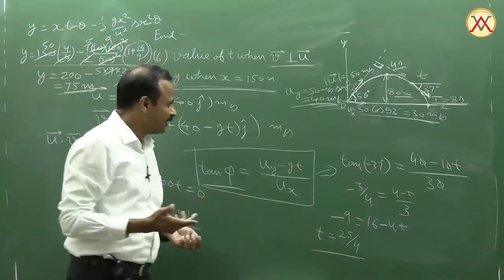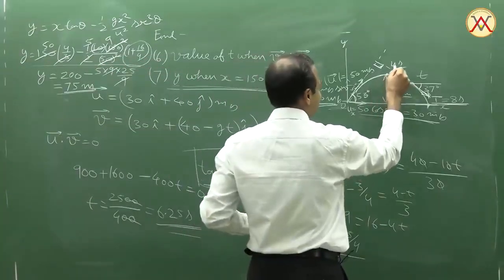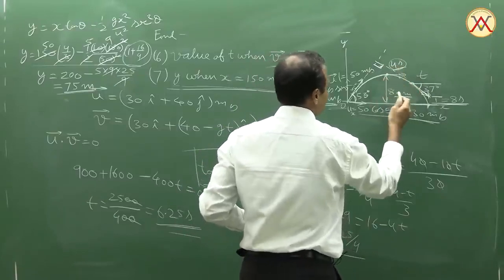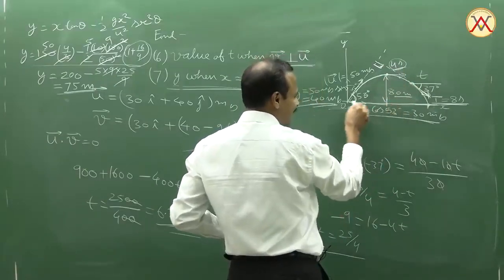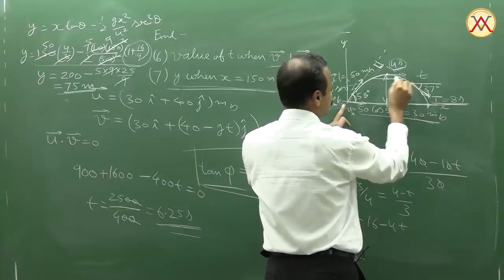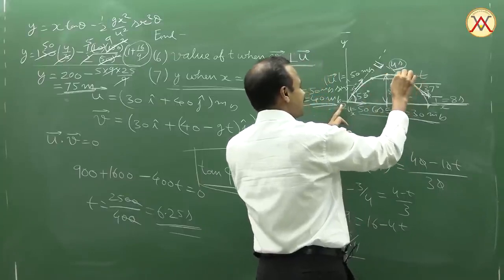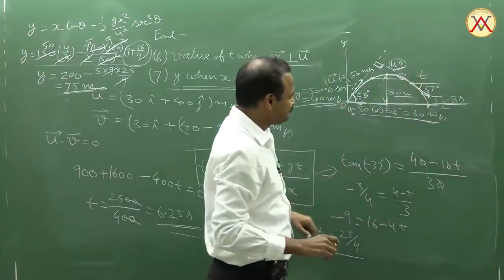And 75 height will occur at two moments. One will be at less than 4 seconds, or you can say one will be at less than half of the range. One will be at more than half the range. All right, these 2 points. One is the rising part of the journey. One is the falling back part of the journey.